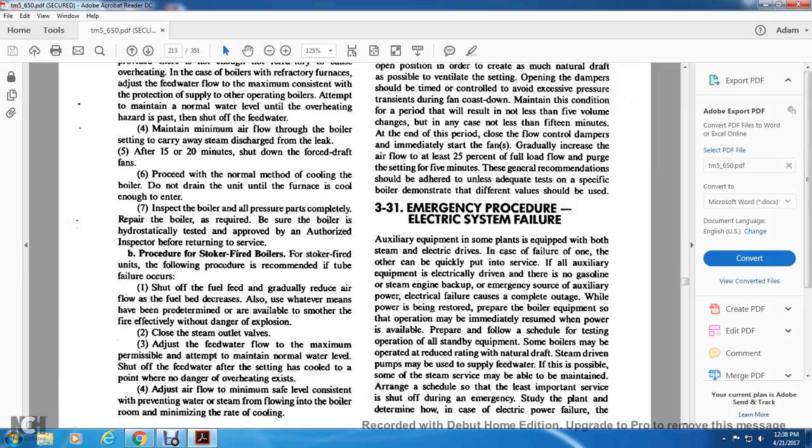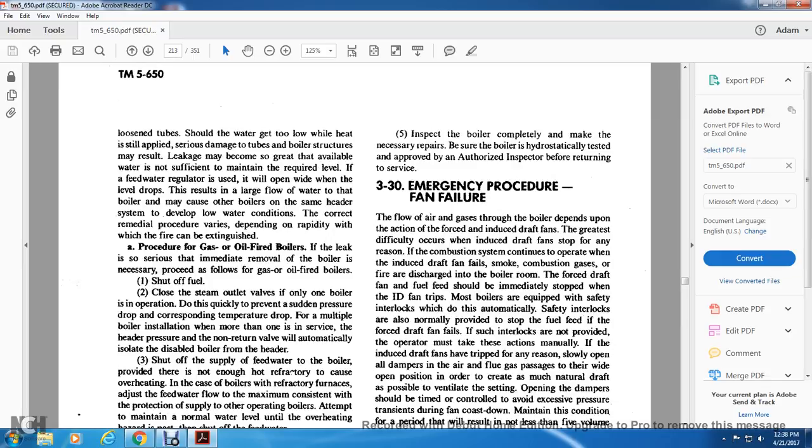Shut off the feed water after the setting has cooled to the point where no danger of overheating exists. Adjust the airflow to the minimum safe level, consistent with preventing water and steam from flowing into the boiler room and minimizing the rate of cooling. Inspect the boiler completely and make the necessary repairs. Be sure that the boiler is hydrostatically tested and approved by the authorized inspector before returning to service.